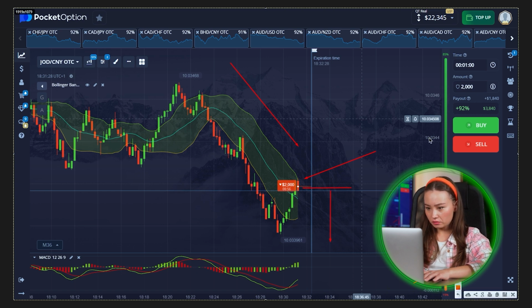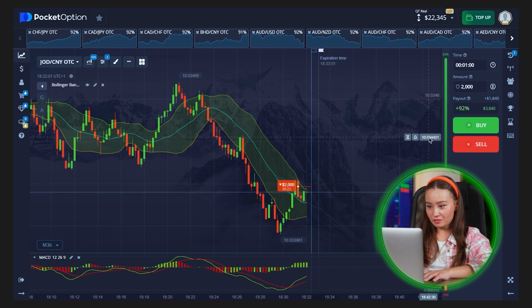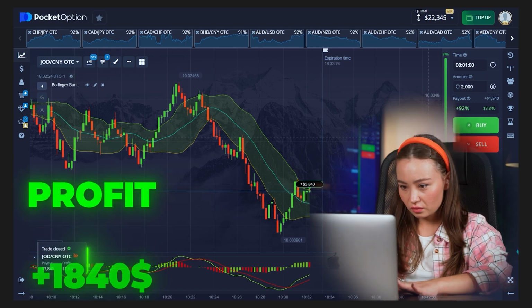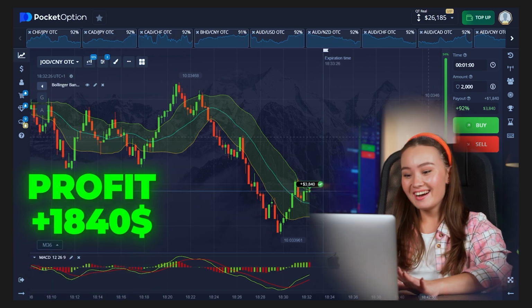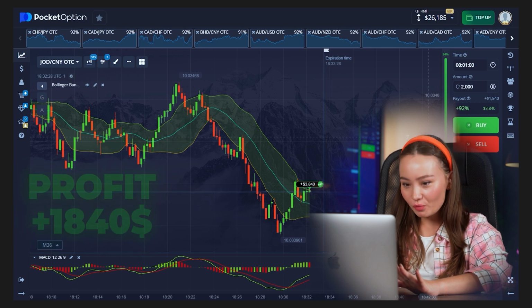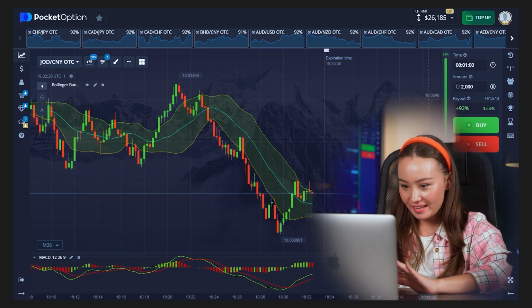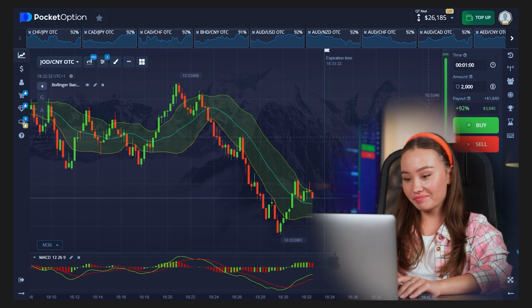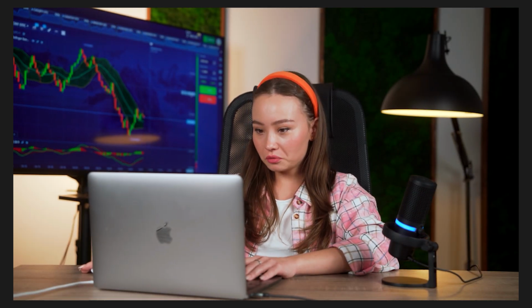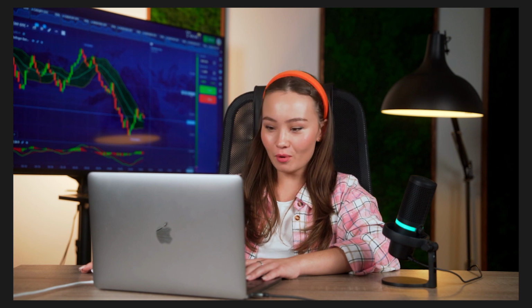Let's check the chart. Great, the price dropped just as we wanted. Yes, it's going down. And let's wait. Yes! We got in at the perfect time and we made a profit. That's awesome. And let's move on, guys. Find a few more trades and earn some more money.